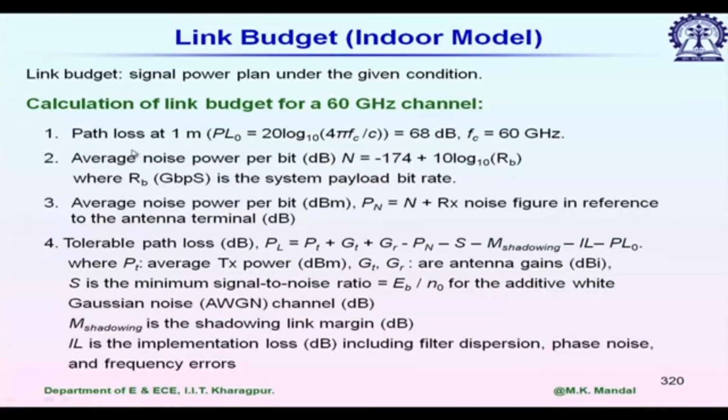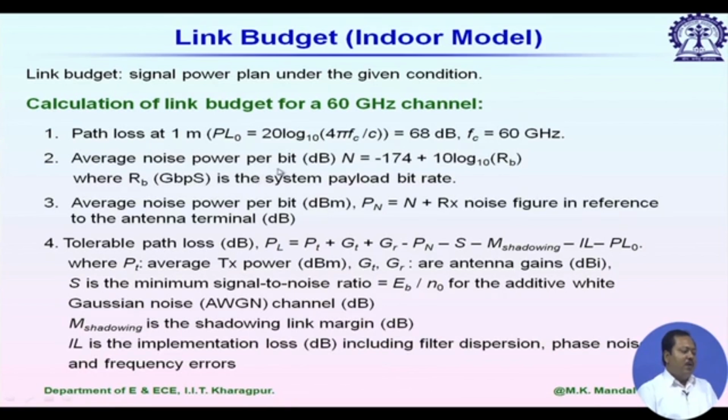So, the calculation, let us say we are considering at 60 gigahertz, starts with the path loss calculation. Now, for the first 1 meter we will consider the path loss, which is 20 log10 (4 pi f_c / c). So, if I put f_c equal to 60 gigahertz, it comes to 68 dB.